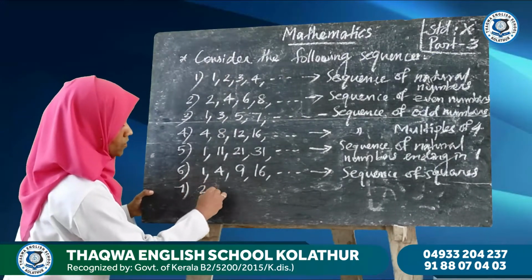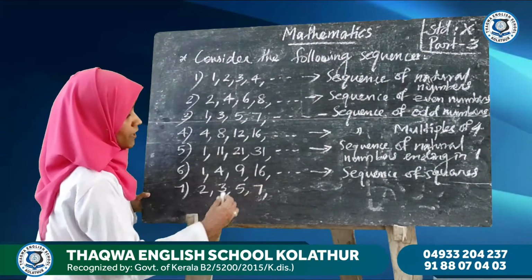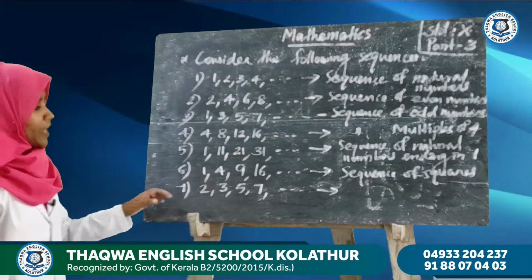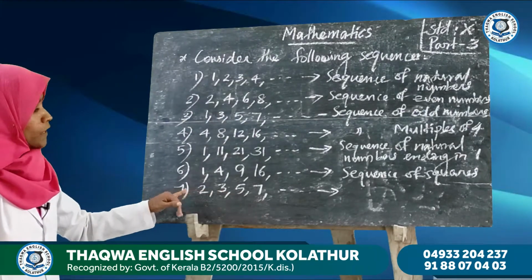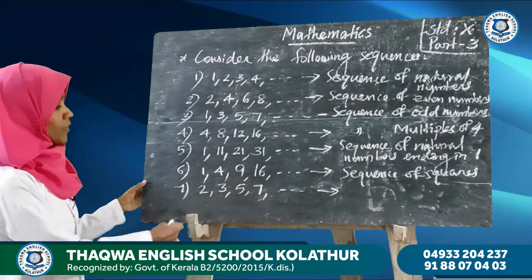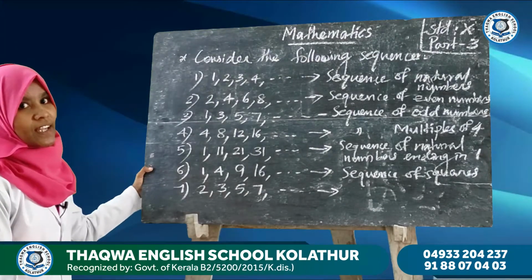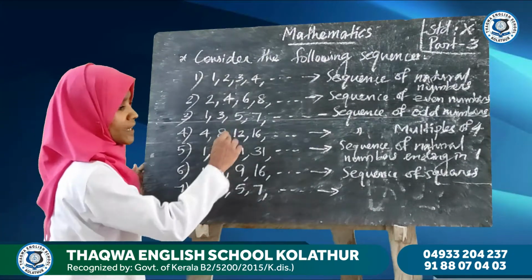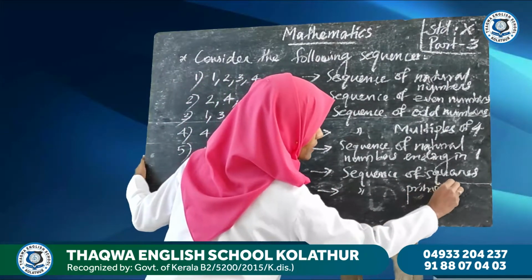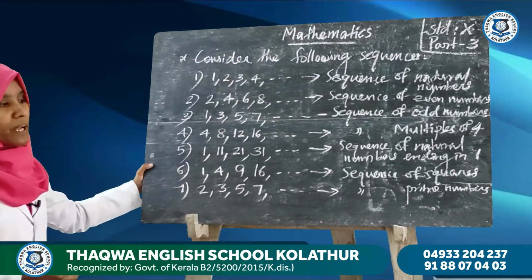Next: 2, 3, 5, 7, etc. Can you identify this sequence? Yes, it is a sequence of prime numbers, or prime number sequence.